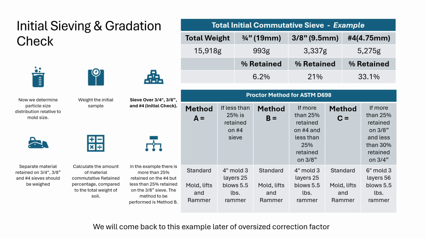In this example, we are using method B. That's because more than 25% of it is retained on the number 4 sieve, and less than 25% is retained on the 3/8 sieve. That places the soil in method B under ASTM D698.